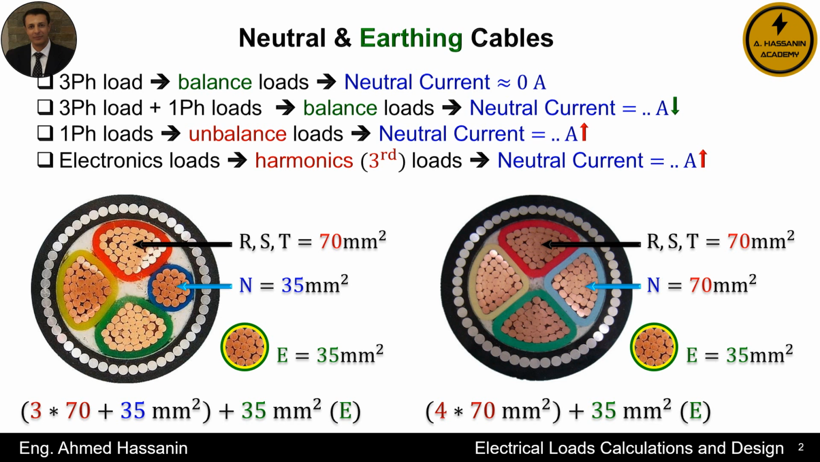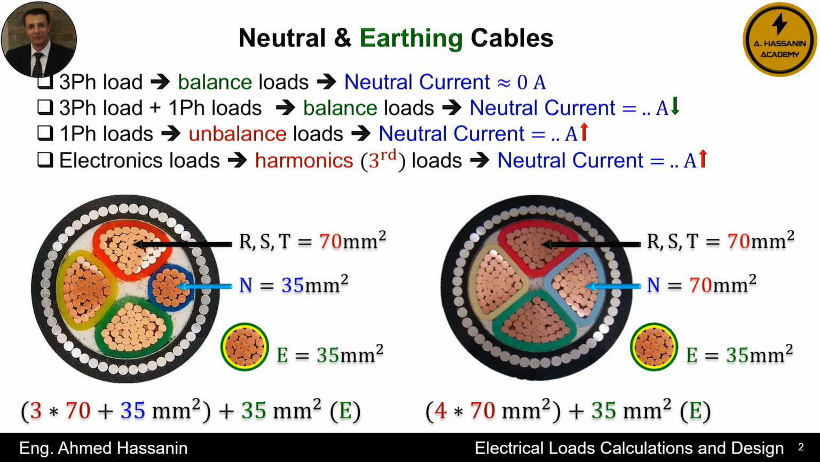For example, as we can see, three-phase cables or multi-core cables contain three-phase conductors, R, S, and T, along with a neutral conductor and an earthing conductor. To choose the correct cross-section area of the cable, whether the configuration on the left side or the right side is appropriate, we must consider the type of loads connected to the system. First, if the loads are mostly three-phase balanced loads, such as three-phase motors or large industrial equipment, then the neutral current will be very low.